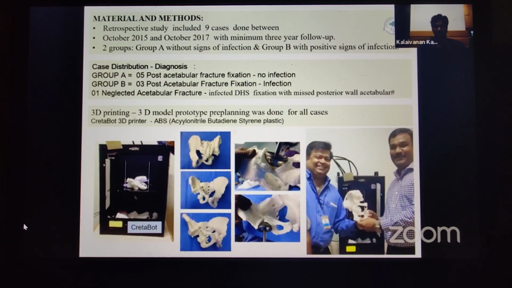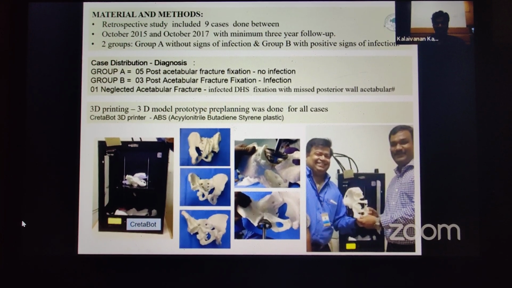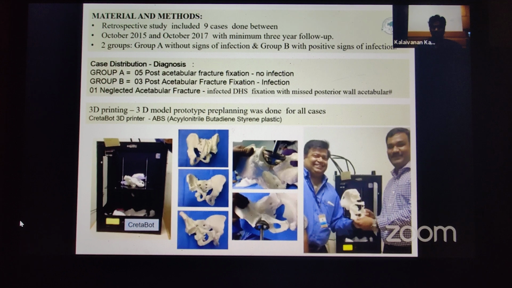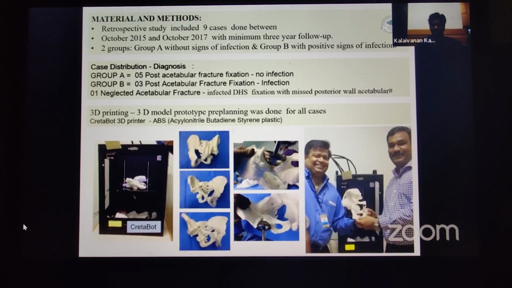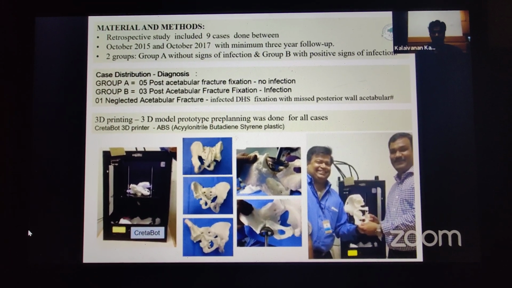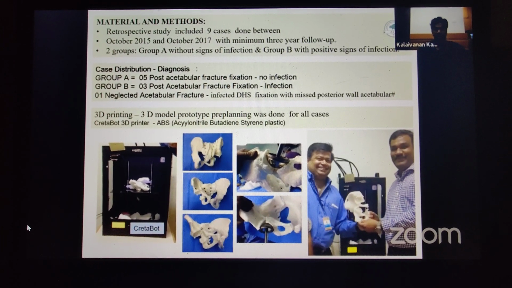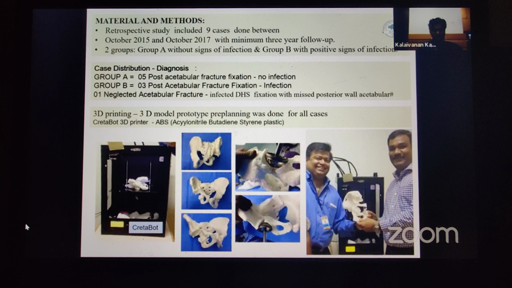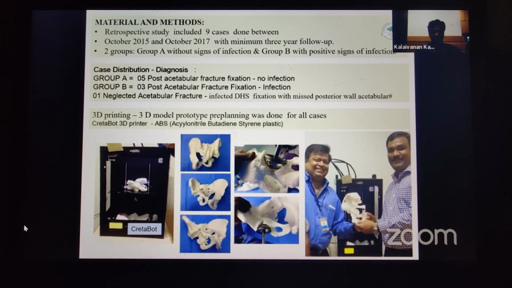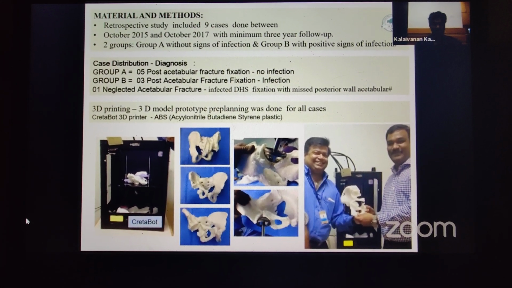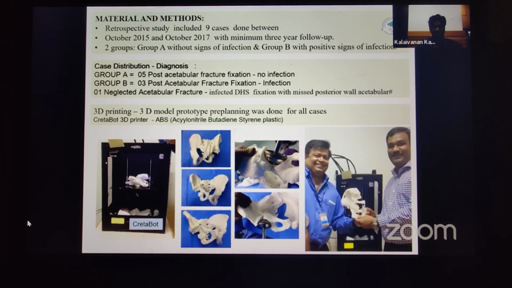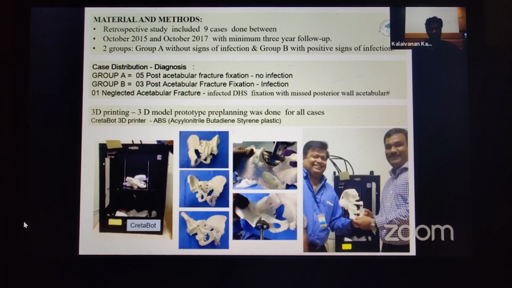They were divided into 2 groups: Group A without signs of infection, and Group B with positive signs of infection, either clinical or elevated parameters: ESR, CRP, and D-dimer. Case distribution: Group A included 5 post-acetabular fracture fixations with no signs of infection. Group B had 3 post-acetabular fracture fixations with signs of infection, and 1 neglected acetabular fracture following removal of an infected DHS fixation.